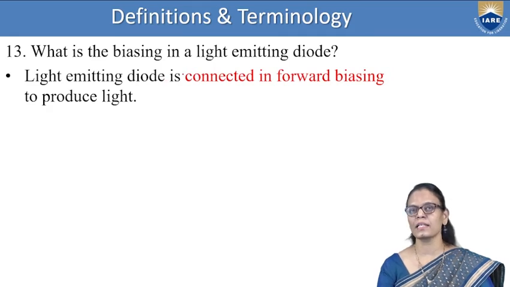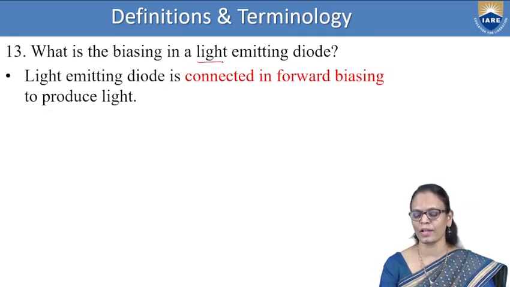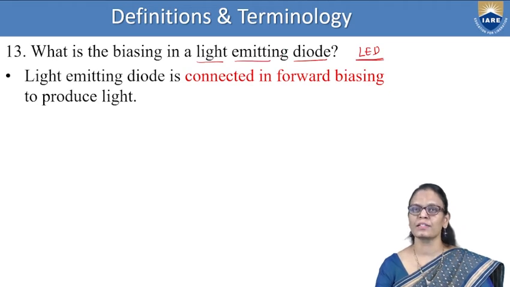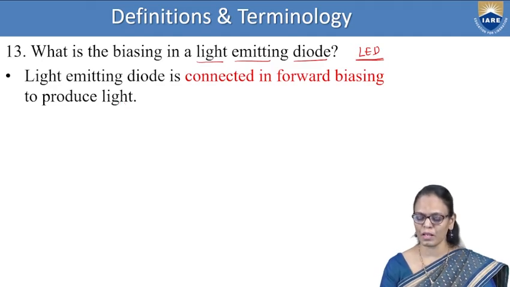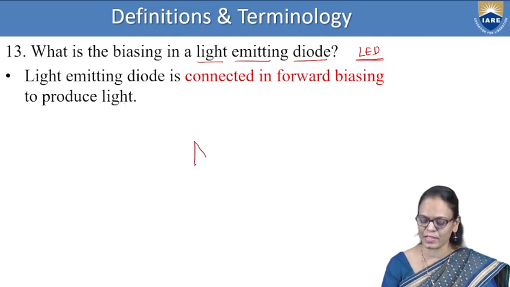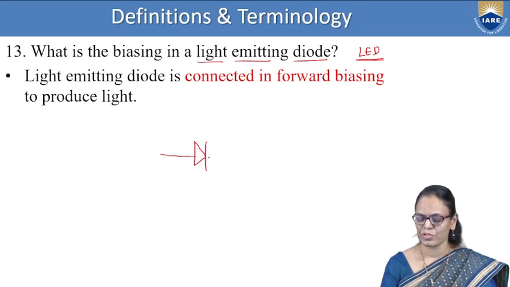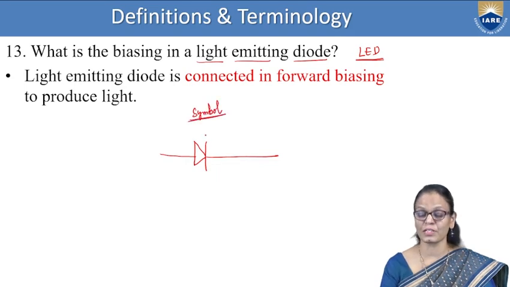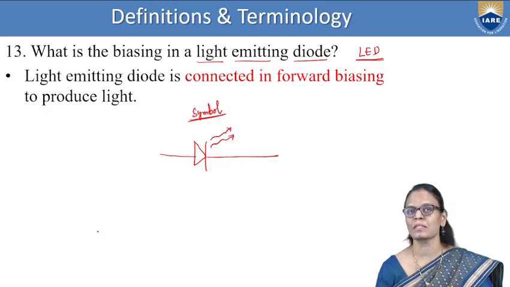Now, what is the biasing in a light emitting diode? We have seen what a light emitting diode is. We call it an LED. It works on the principle of conversion of electrical energy to light energy. So light is emitted. The light emitting diode is connected in forward bias to produce light. The symbol we use for a light emitting diode is this. You should know the symbol also. This is the symbol for a PN junction diode. But because an LED emits light, this will be the symbol.